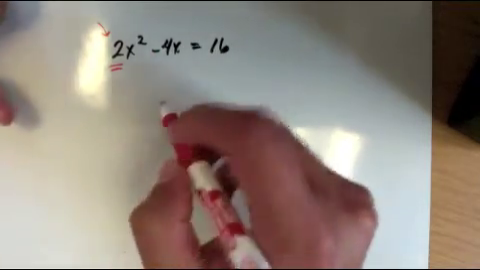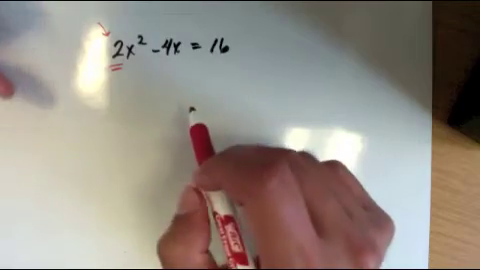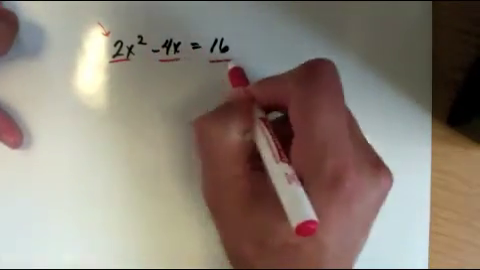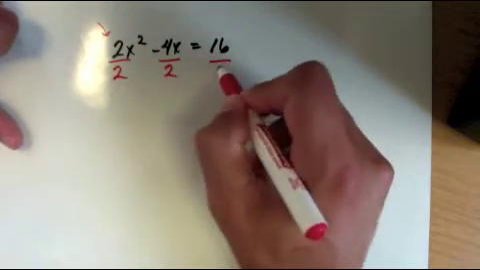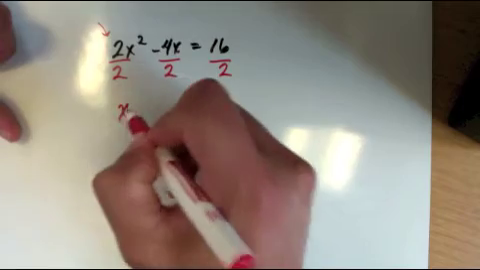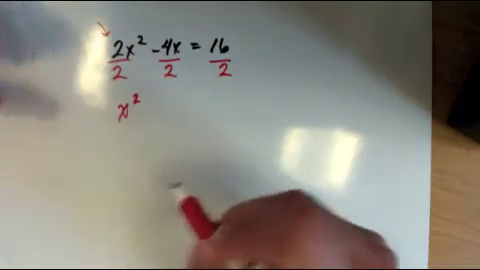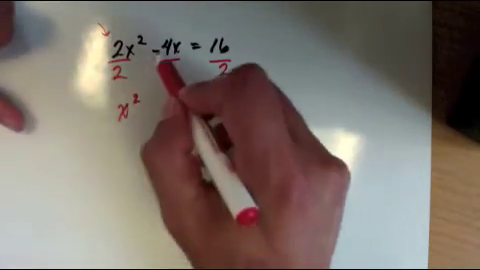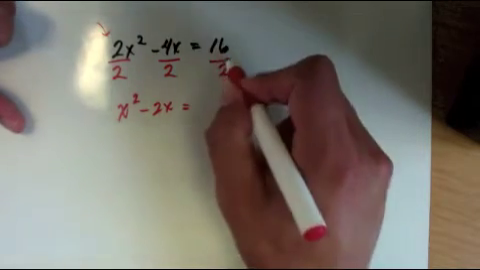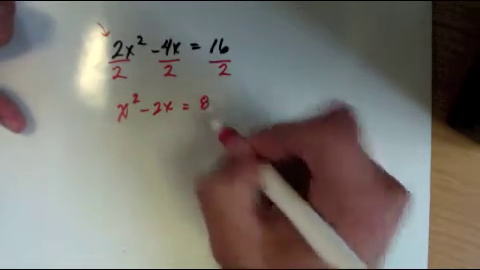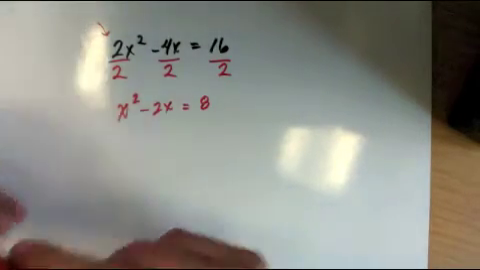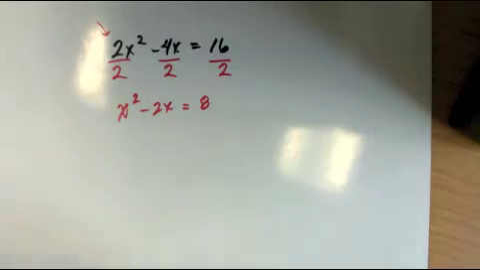So if you notice, I made it a little bit more difficult. What I'm going to do is divide everything by that coefficient of 2. And you can do that because it's not going to change the property of the trinomial. Negative 4 divided by 2 is negative 2. 16 divided by 2 is 8. Alright, that's a lot easier. So now we have that x squared by itself.